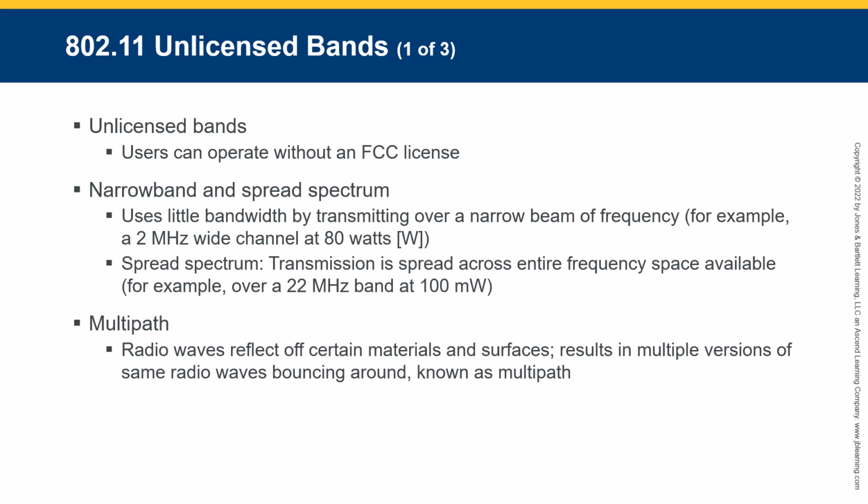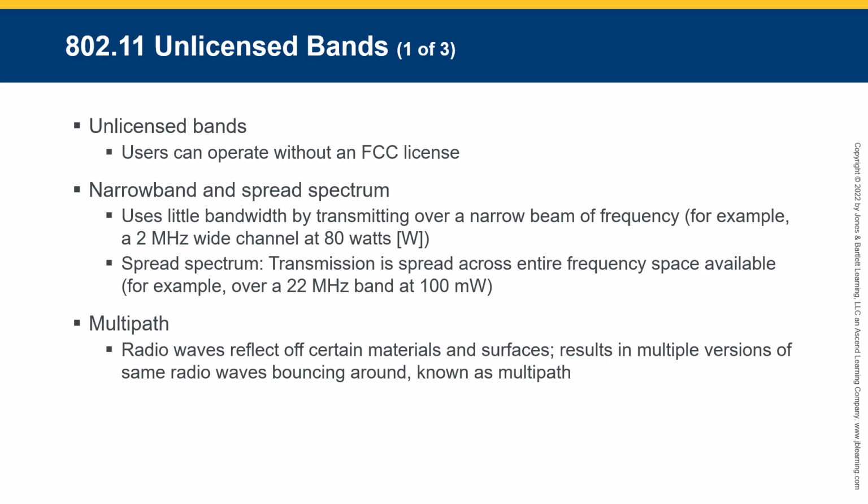So you're not using a large, wide frequency, you're using a smaller frequency but pumping up the power. With spread spectrum, the transmission is spread across the entire frequency space available. So you might be doing a 22 megahertz band channel, and instead of just using a small portion of that, you're going to use the entire thing, but you may use a little bit less power.